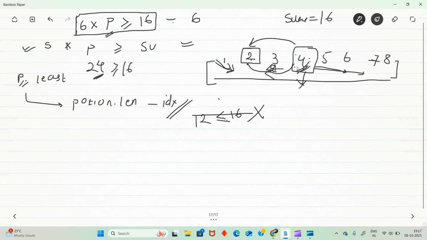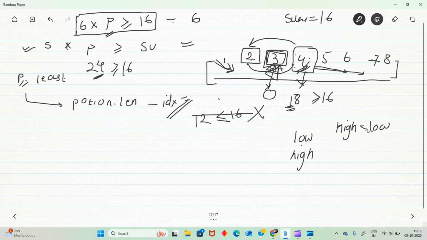Now again we will find the mid. In this case 6 into 3 is 18, and 18 is greater than 16, so this can be our possible index. Again this will be my index, so I will update my index to this. In binary search we follow this approach of high and low. In this case there is only one element where high and low are same. Then we will stop.